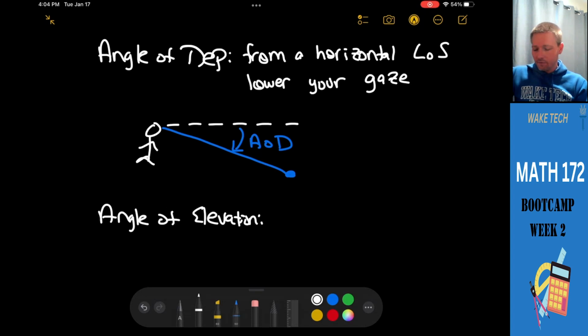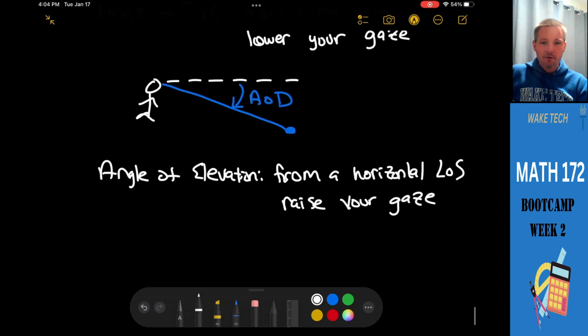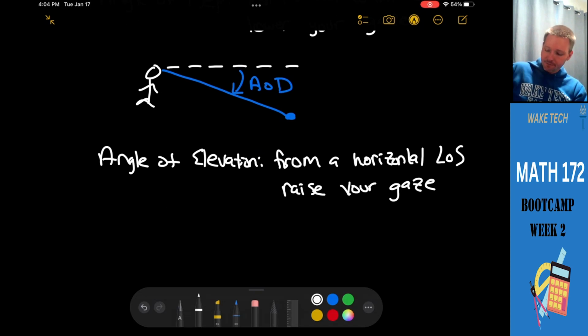Angle of elevation is virtually the same definition from a horizontal line of sight. Raise your gaze. No, it's making poetry. So if you're looking perfectly horizontally and you need to see something above where you're at, that's an angle of elevation.